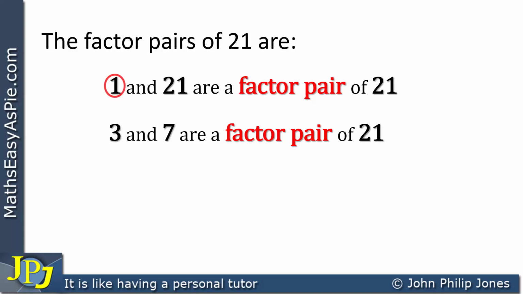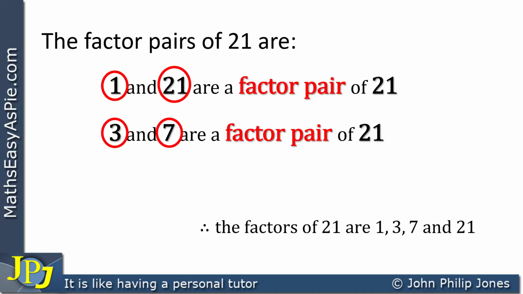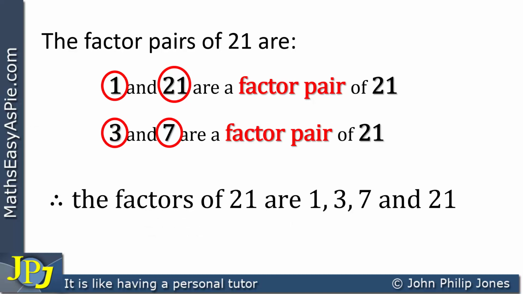From the factor pairs, I can find the factors, and it's quite simple. You choose the 1, then the 3, then the 7, then the 21, and you saw I chose them in ascending order. So the factors are 1, 3, 7, and 21, and you can see that appearing here. Therefore, the factors of 21 are 1, 3, 7, and 21.